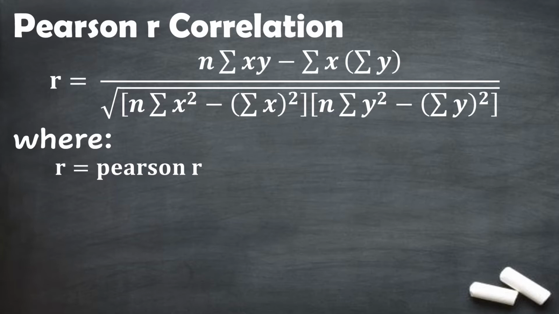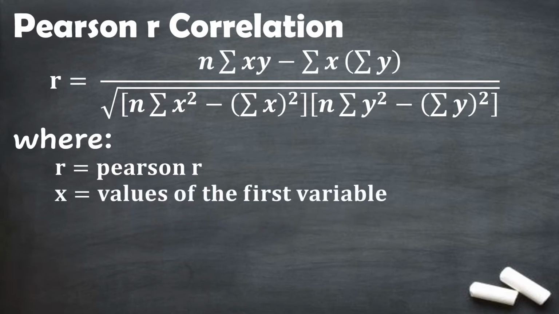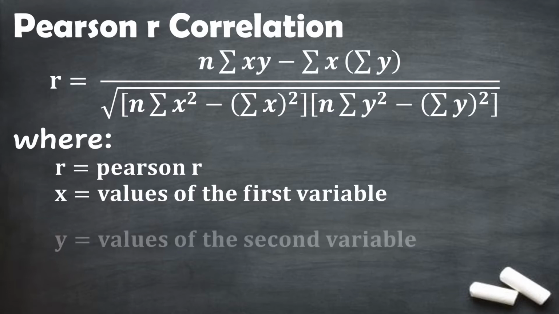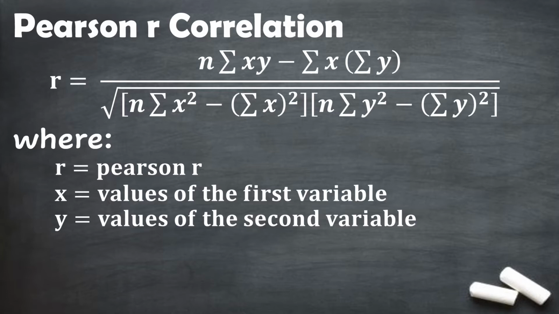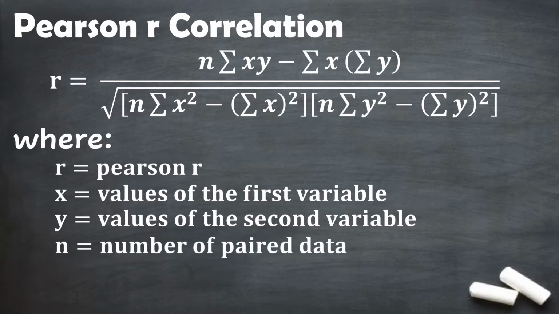We denote Pearson r as r, and x is the values of the first variable. Since we have the sign of the summation, you have to get the sum of all the x values, or the sum of all the values in the first variable. Next, y is the values of the second variable. So we have the summation of y and the summation of y squared. Ibig sabihin ng summation, you have to get the sum of the second variable. And last is the n. For n, this is the number of paired values or data in the given problem.